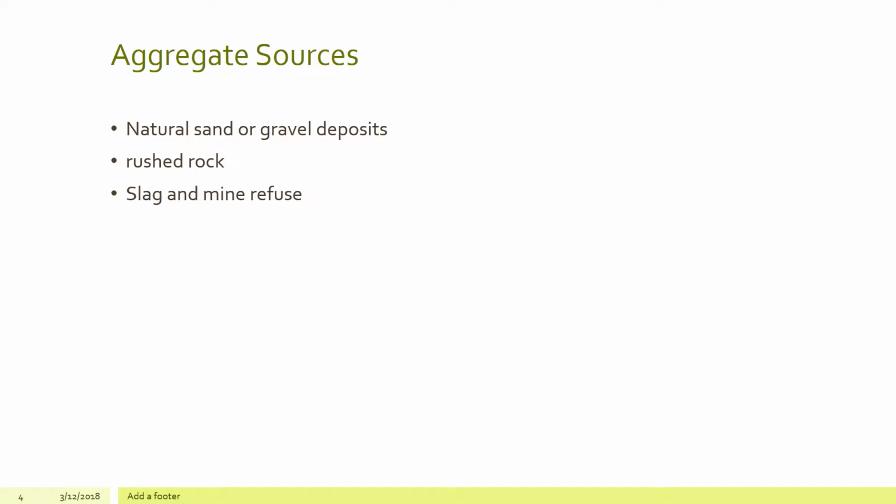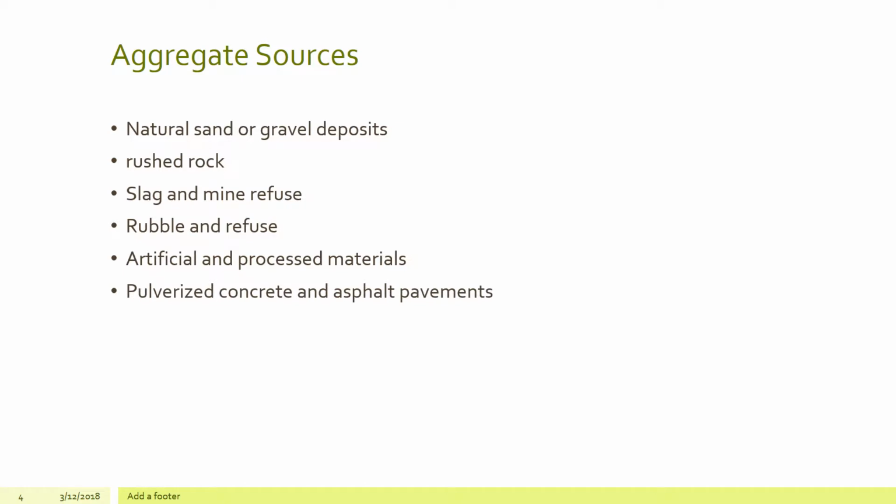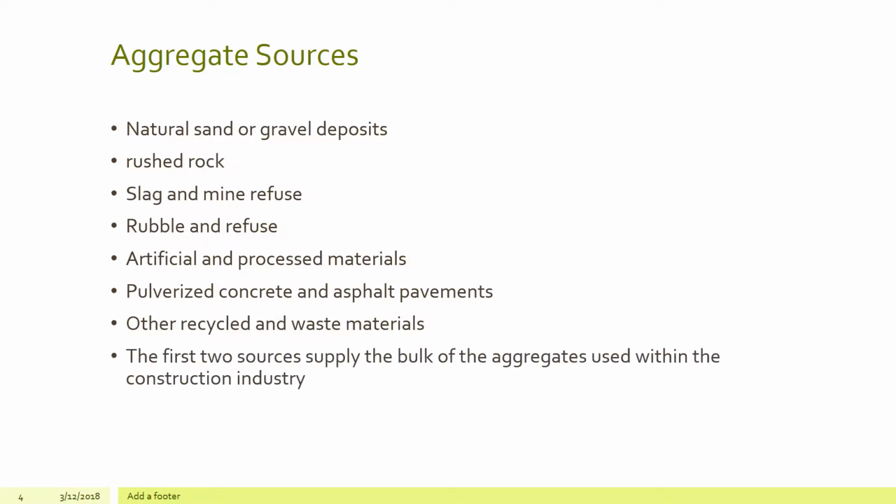What are some of the sources that we can get our aggregate from? There are natural sand or gravel deposits. Of course, we have crushed rock. We have slag and mine refuse. We get rubble and refuse. We get artificial and processed materials, pulverized concrete and asphalt pavements, and other recycled and waste materials that we could use. Of course, the first two sources supply the bulk of the aggregate used within the construction industry. So we're looking at the natural sand or gravel deposits or crushed rock that we may have.